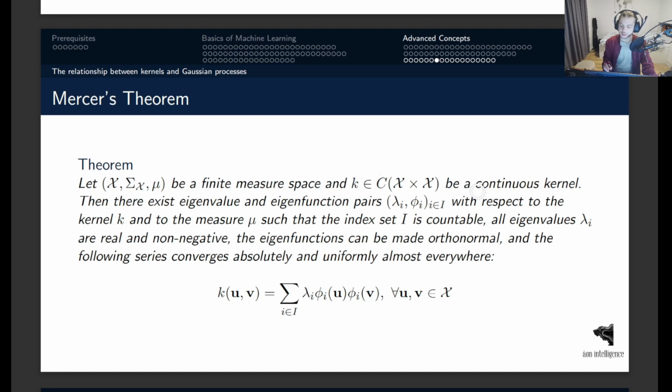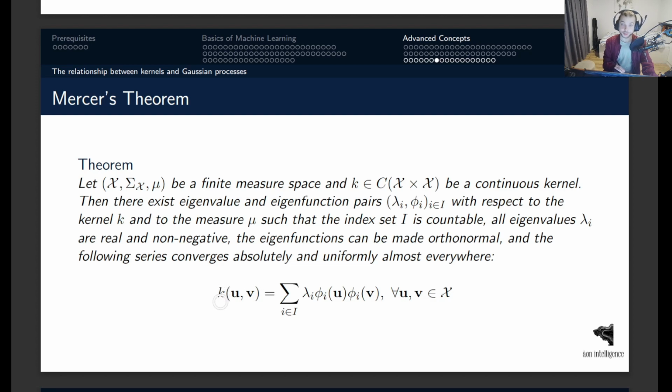And if k is indeed a continuous kernel, then there exist eigenvalue-eigenfunction pairs, lambda I, phi I, with respect to the kernel k and the measure mu, such that this index set I is countable. It may be infinite, but it is countable. We also have that all eigenvalues lambda I are real and non-negative. The eigenfunctions phi I can be made orthonormal, and the following series converges absolutely and uniformly almost everywhere. And this series is the following.